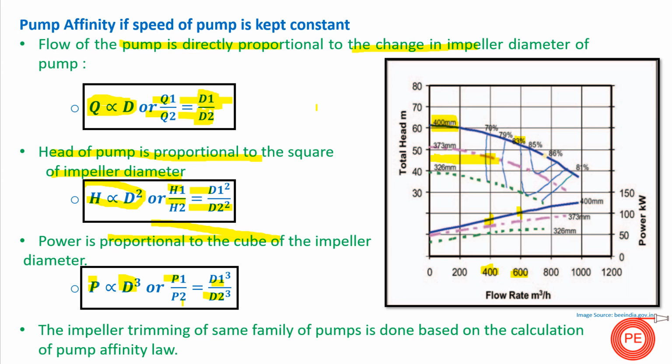Hence while changing the impeller diameter, suppose I am decreasing my impeller diameter, my flow will also decrease, my power consumption will also decrease, and vice versa.